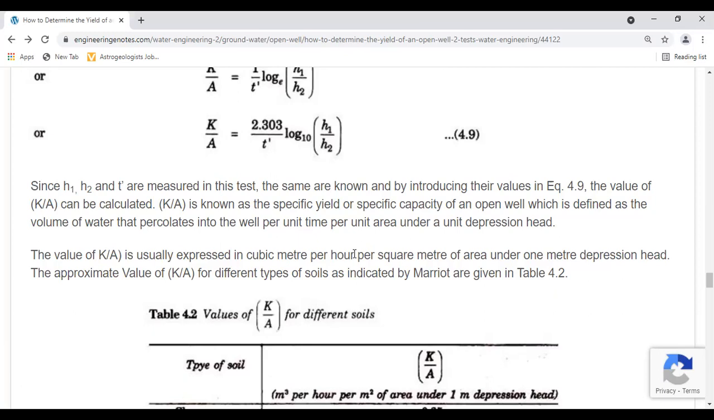K by A is known as the specific yield or specific capacity of an open well, which is defined as the volume of water that percolates into the well per unit time for unit area under a unit depression head. The value of K by A is usually expressed in cubic meter per hour per square meter of area under 1 meter depression head. The approximate values of K by A for different types of soils, as indicated by Merit, are given in table 4.2.